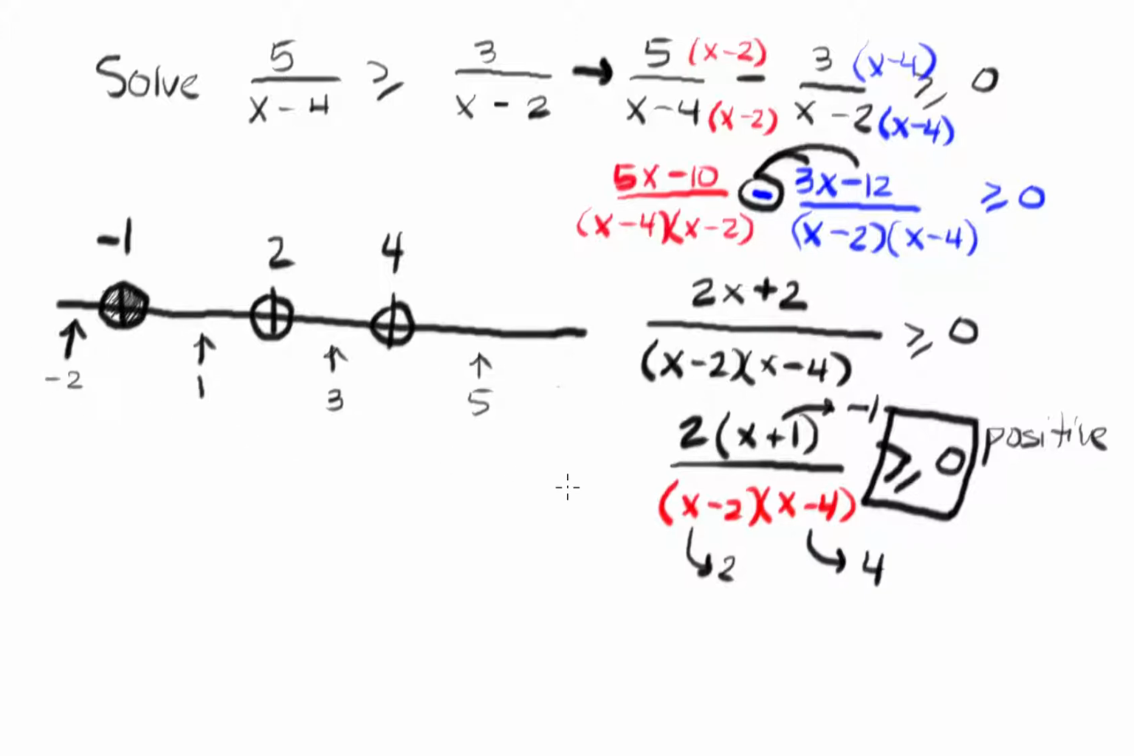Let's plug in negative 2. Negative 2 plus 1 is negative 1. So I get a negative 1 over negative 2 minus 2 is negative 4. So I'll get a negative 4 at the bottom down there. And then negative 2 and negative 4 is negative 6.